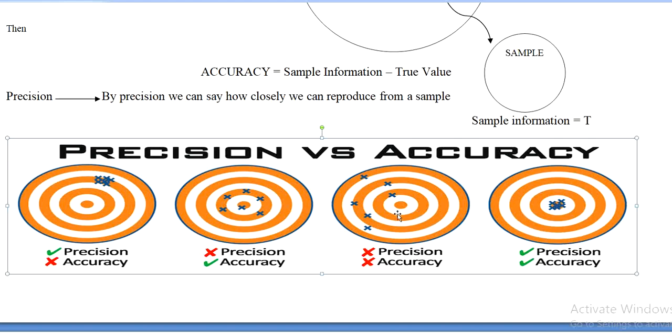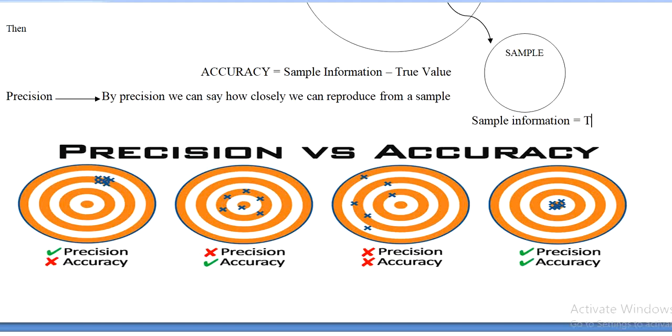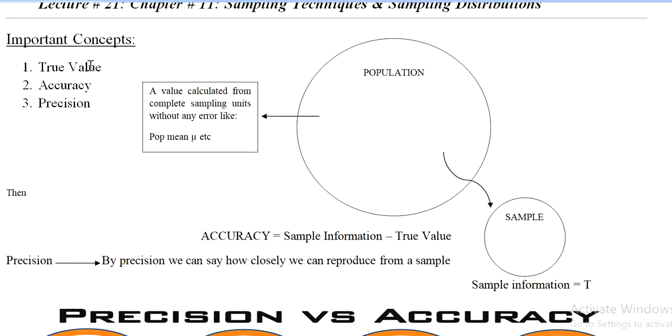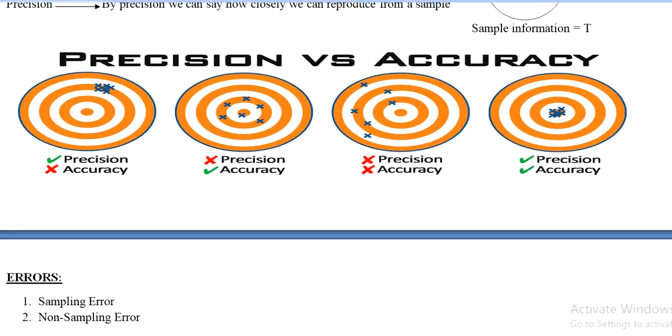In this example, they are not precise and not accurate. In this one, they are closer to the central point, I mean the target point. So they are accurate, but they are not precise because they are not producing the same kind of results. They are different from each other. And in this example, they are producing the same kind of result, but they are far. They are precise, but they are not accurate. So this is how you can easily understand the concept of the true value, which is the value of the population, the accuracy and the precision. I hope you easily understand it.